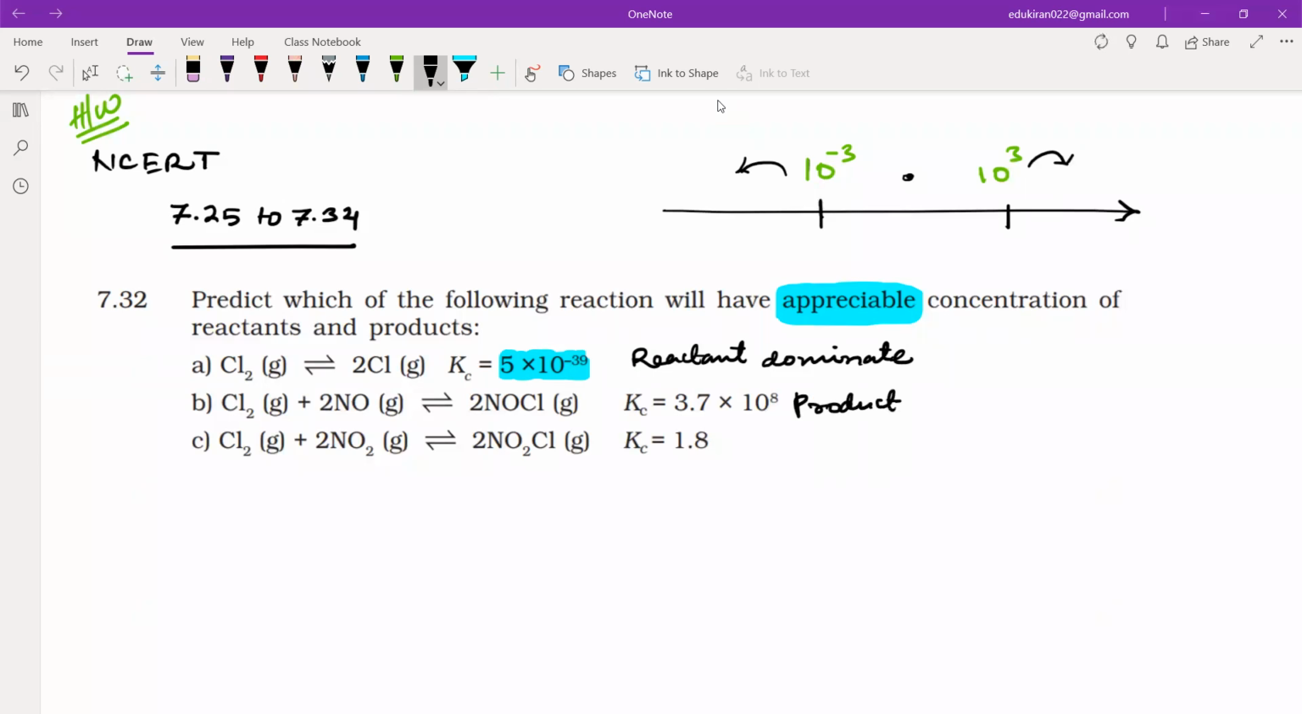And what about this? In between. In between. So both will have appreciable concentration. Okay, both will have appreciable concentration.